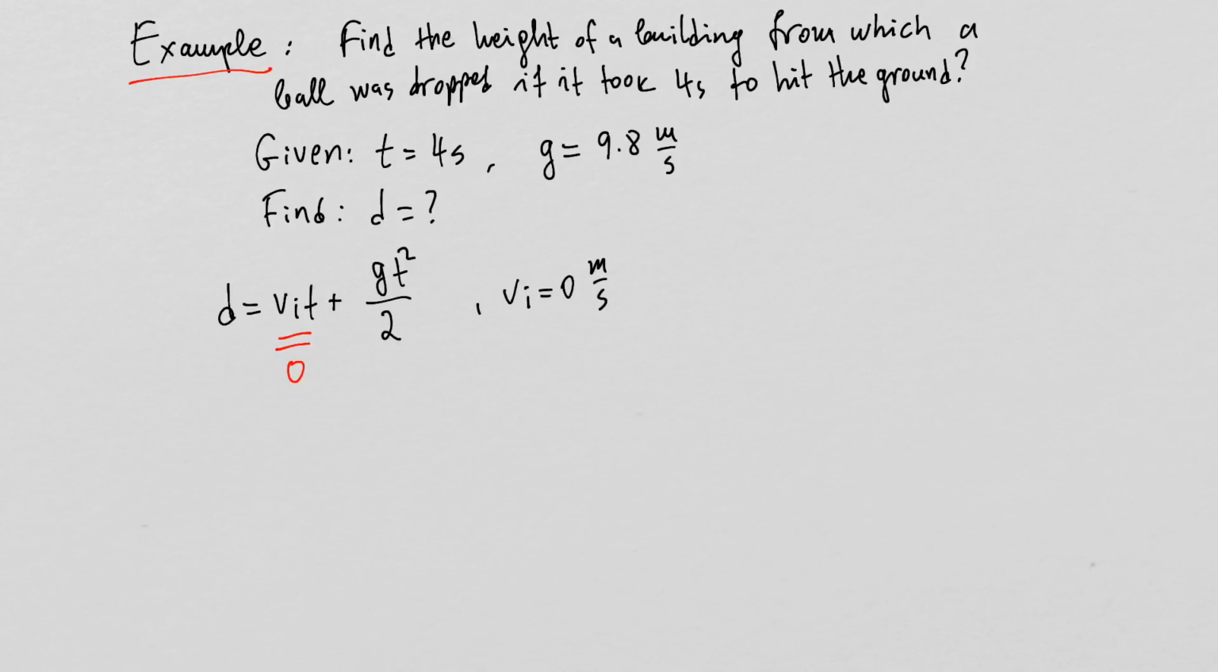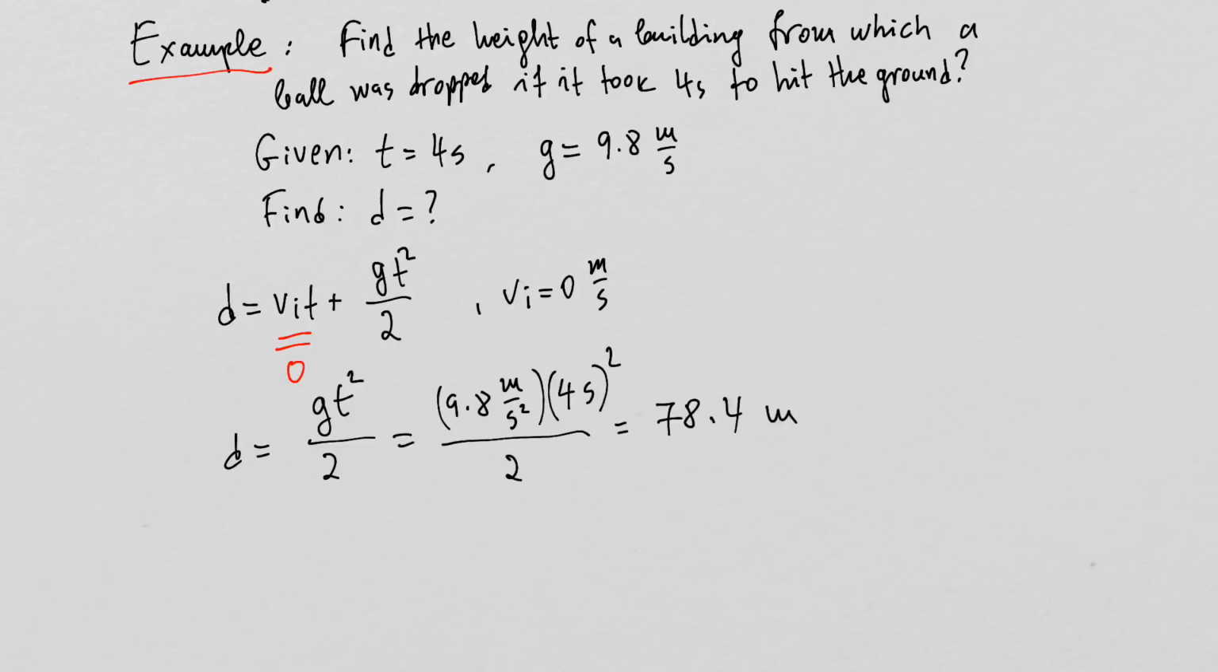So that actually simplifies our calculation because the distance traveled by the ball, which is the height of the building again, is just simply g times t to the second power divided by 2. And so that is equal to 9.8 meters per second squared times 4 seconds squared divided by 2. And that is equal to 78.4 meters. So that is the height from which the ball was released.